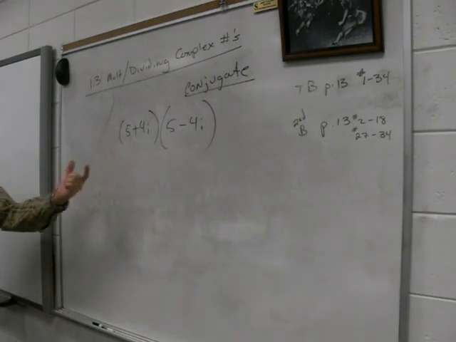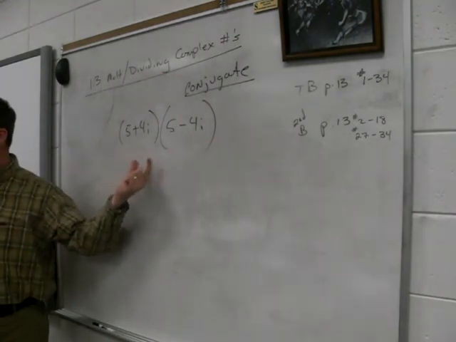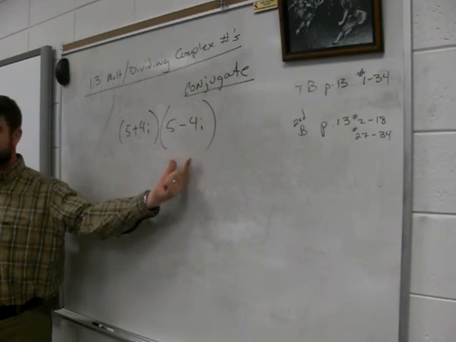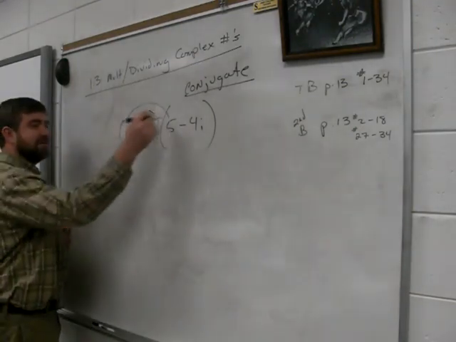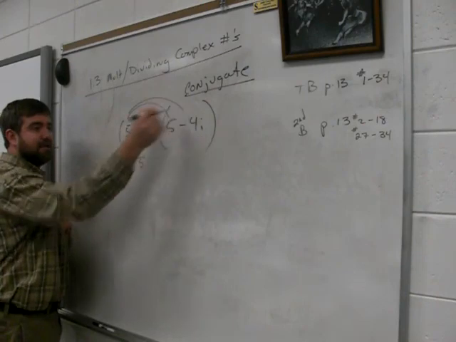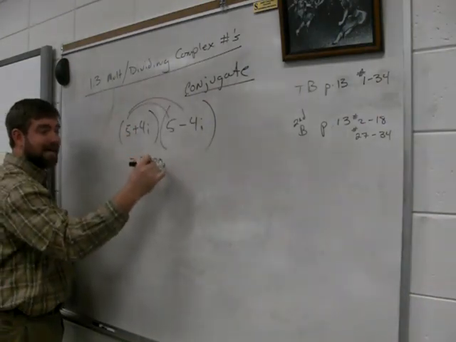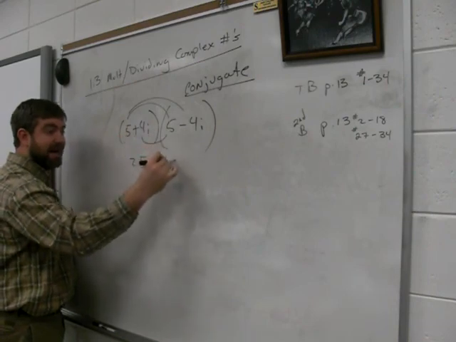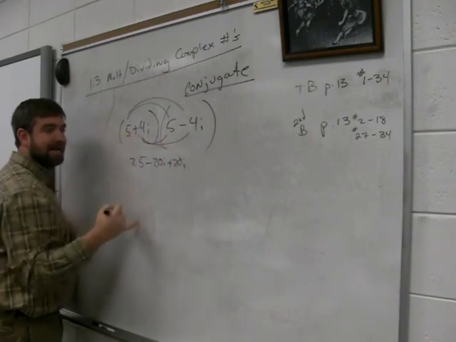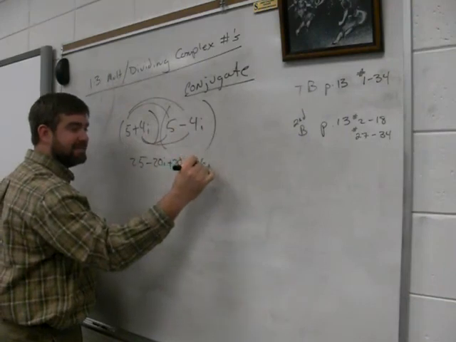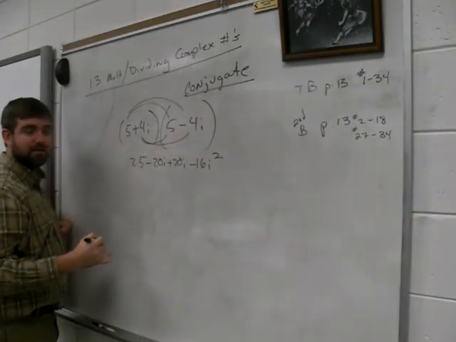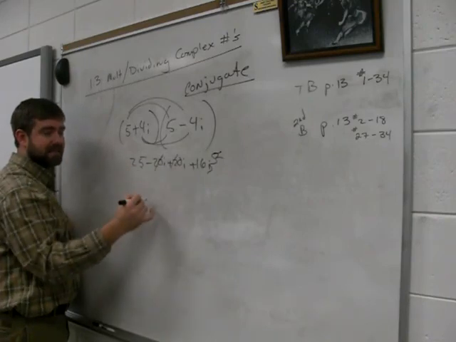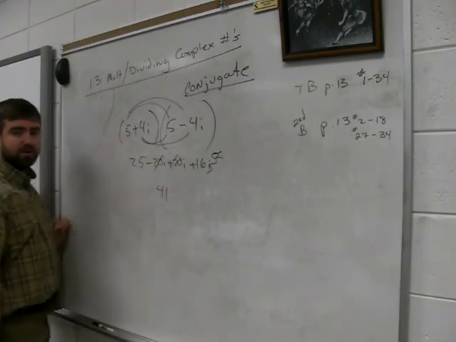What's going to happen when I multiply 5 plus 4i and 5 minus 4i? Well, let's work it out and see what happens. 5 times 5 is 25. 5 times negative 4i is negative 20i. 4i and 5 make positive 20i, and 4i and negative 4i make negative 16i squared. i squared cancels out, and that makes that 16 positive. These cancel out, and I get 41.